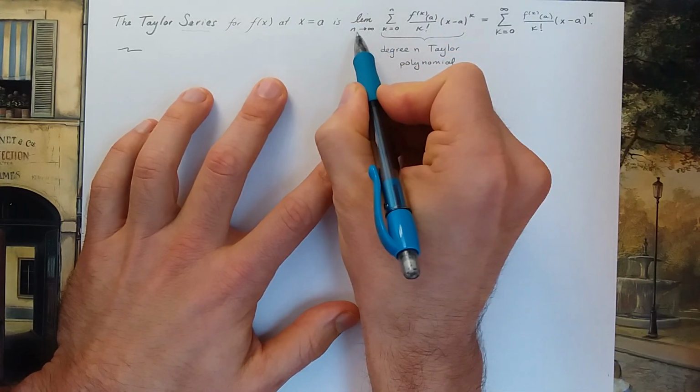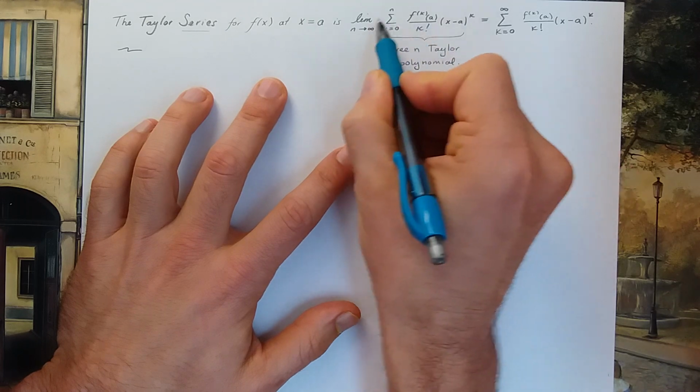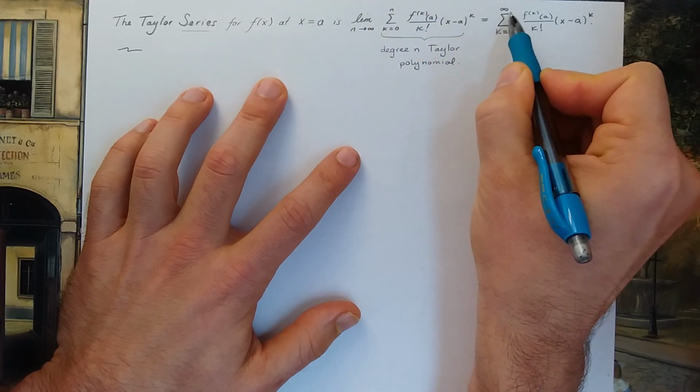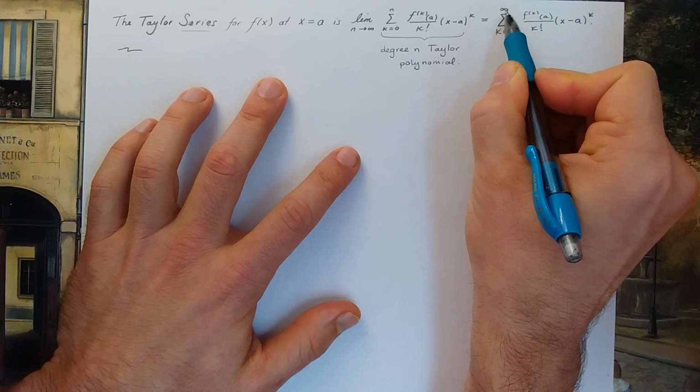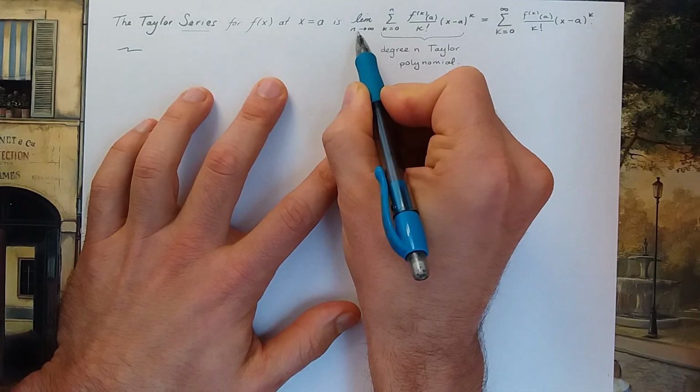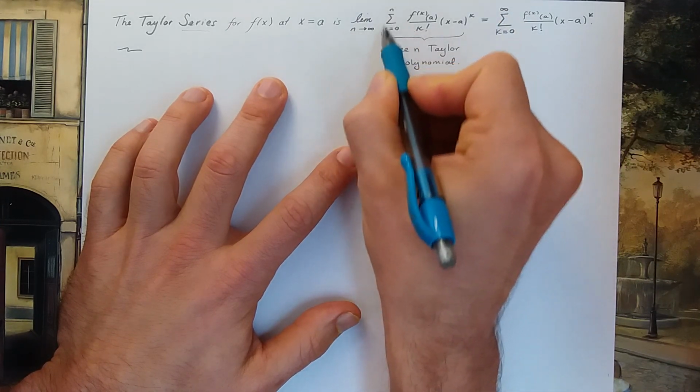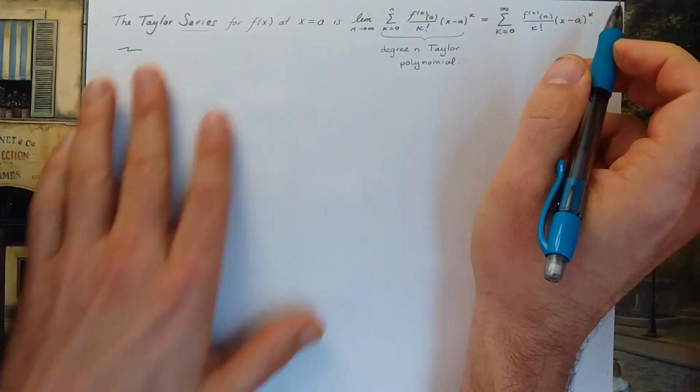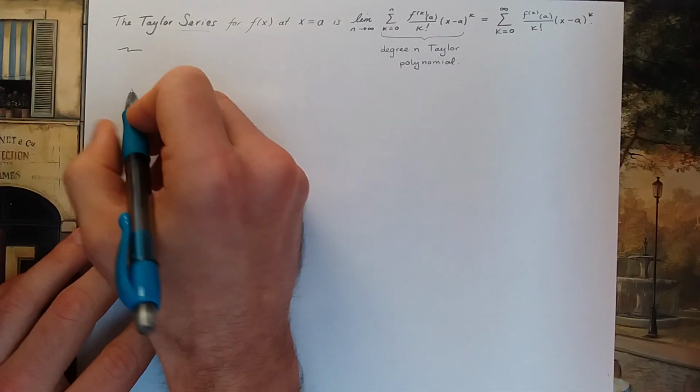Abbreviated notation for the limit of a sum is putting an infinity symbol right here. So if I put an infinity symbol right here, that's an abbreviation for the limit as n goes to infinity of the finite sum. So let's see an example of a Taylor series.